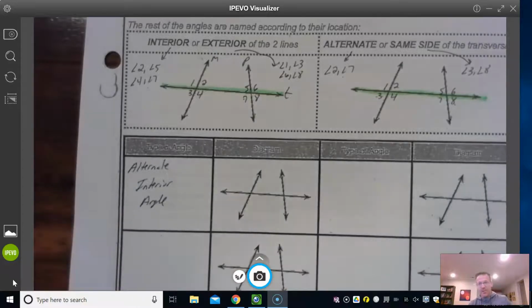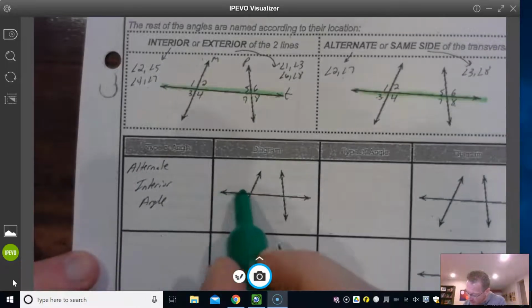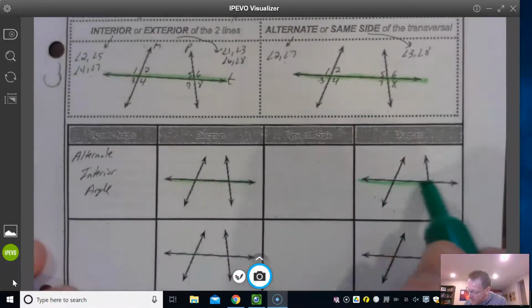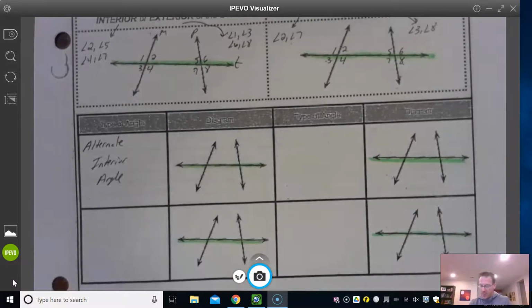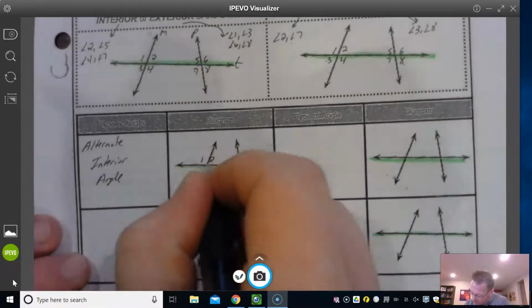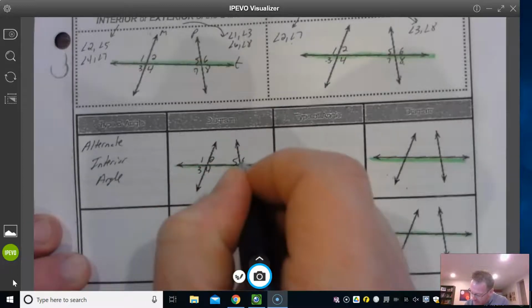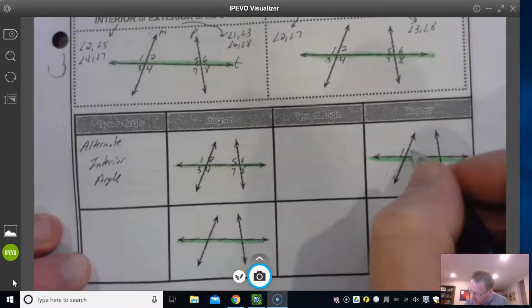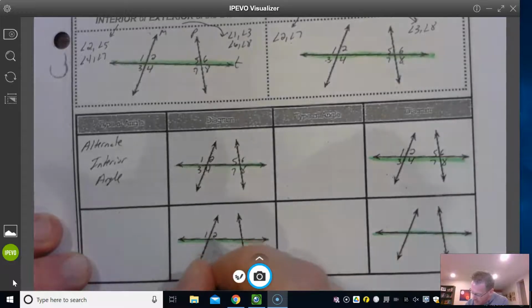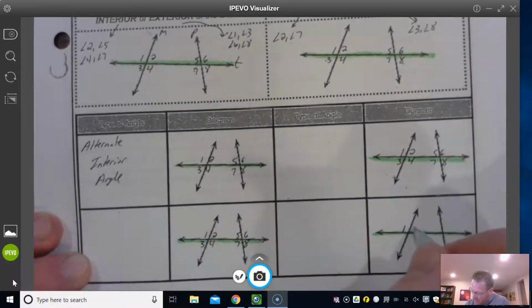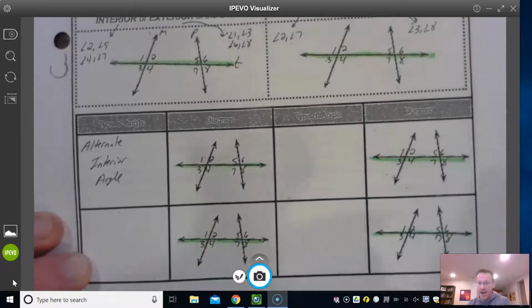Once again, what I'm going to do real quick is highlight my transversal in all 4 pictures here, and then add our numbering system: 1, 2, 3, 4, 5, 6, 7, 8. Do that in all 4 of our diagrams. If you need to pause the video to do that, please do. Same way if I'm talking too fast and you need time to write.